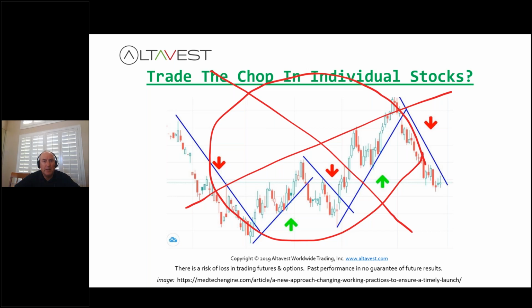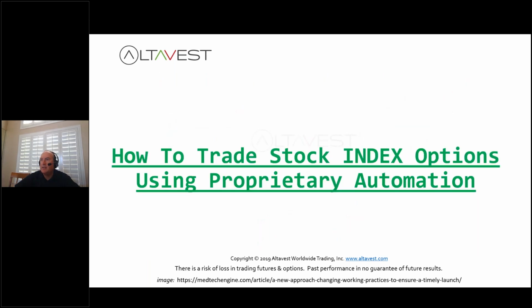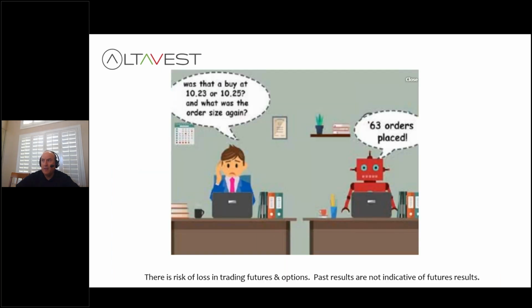We're going to do something completely different. And we're going to trade stock index options using our proprietary automation. So we're going to look at the indexes and not individual stocks. So we're going to show you why there are some advantages to doing that. So we want to avoid this here. Don't struggle with what trades to make and placing your orders. We want to be like this robot using automation to help us with that heavy lifting.